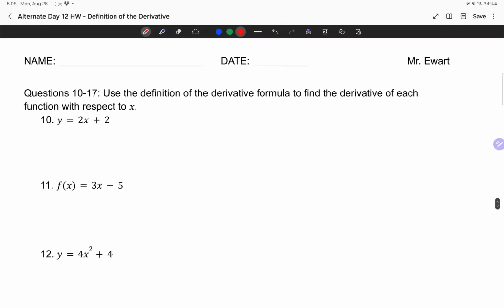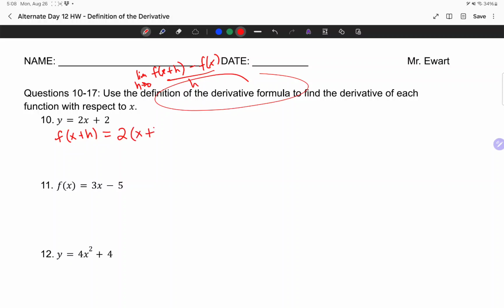All right, on the back side, it says use the definition of the derivative formula. So this is the whole limit as h approaches 0 of f of x plus h minus f of x all over h. What I like to do is on the side, just write f of x plus h, which in this case would be 2 times x plus h plus 2. Sometimes I'll just go ahead and distribute this here. It makes it a little easier. So 2x plus 2h plus 2.